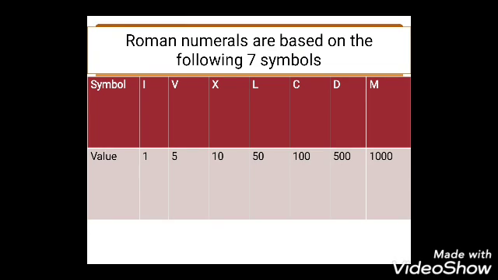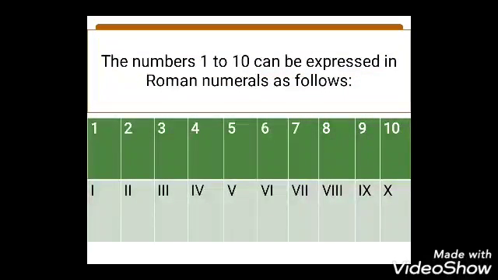So 1 is represented by I, 5 is represented by V, 10 is represented by X, 50 is represented by L, 100 is represented by C, 500 is represented by D, 1000 is represented by M. And we can write the Roman numbers in this manner. This is 1, this is 2, this is 3, this is 4, this is 5, this is 6, this is 7, this is 8, this is 9, and this is 10.